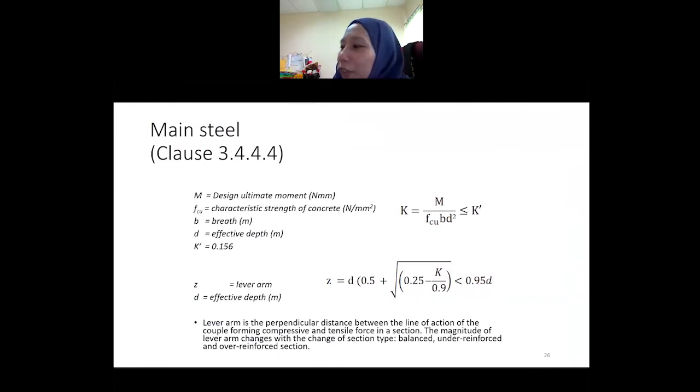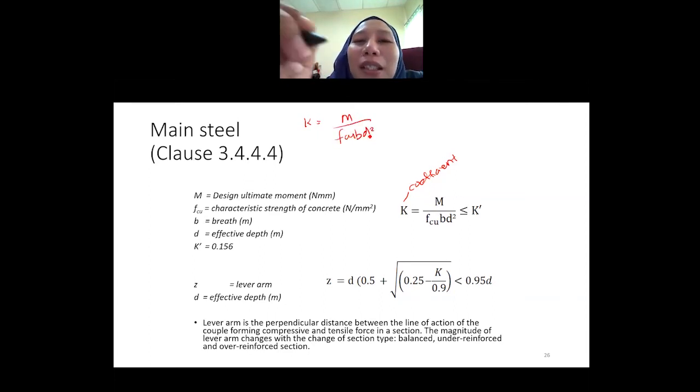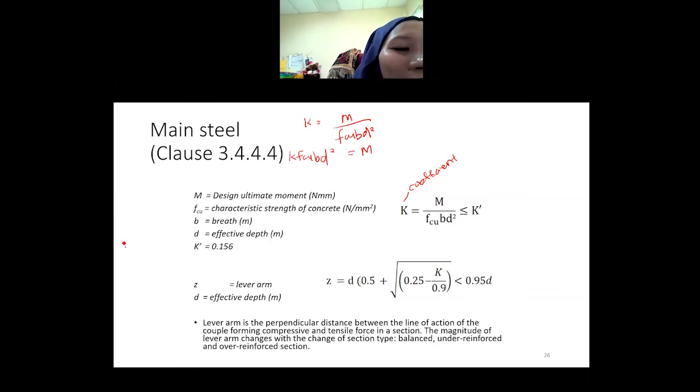Okay, when we can design it like that, so kita proceed. We need to find the value of K and the value of Z. So what is K? K ni tak ada nama, it's just a coefficient. Memang tak ada nama. I cari nama dia pun I tak tahu apa. The formula of K is M divided by FCU BD square. You tengok sini ada formula. Right. So if I move M here, K FCU BD square. Sama tak dengan formula yang kat belakang? Formula kat belakang MU equal to 0.156 FCU BD square. Okay. So you nampak FCU BD square ni sama. Betul. Tapi 0.156 dengan K ni lah lainnya.